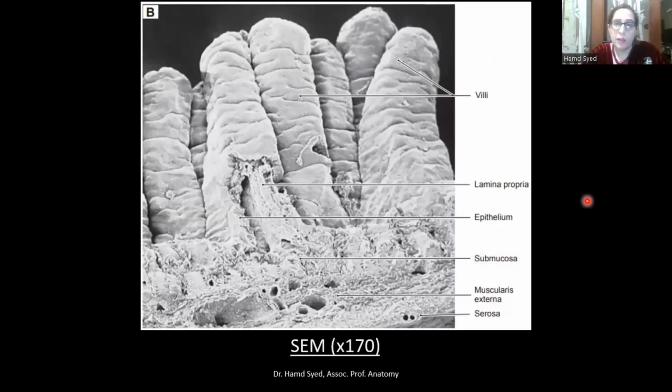Here again are the villi, and this is a picture which has been taken through the scanning electron microscope. So over here we can see this is a three-dimensional picture in which these are the numerous villi of the mucosa, and each villus has lamina propria internally, and externally it is lined by epithelium. Beneath the villi is the submucosa, then externally to that is the muscularis externa, and the outermost layer, the serosa.